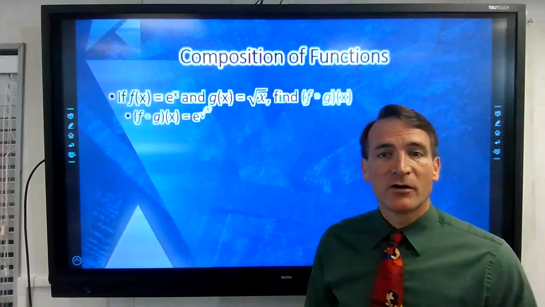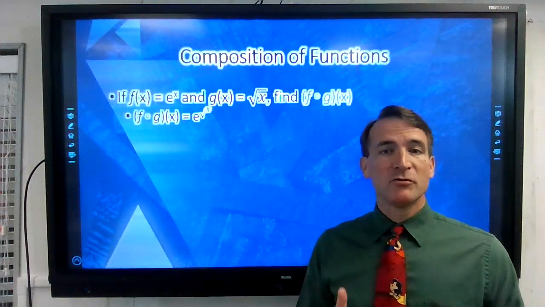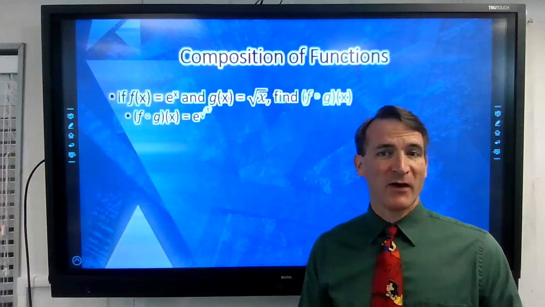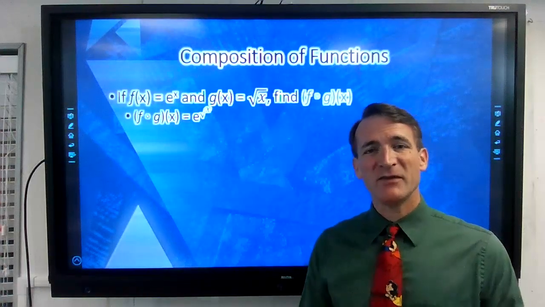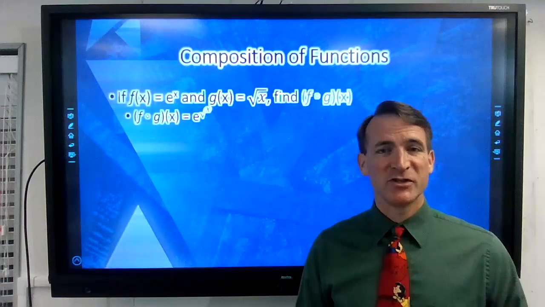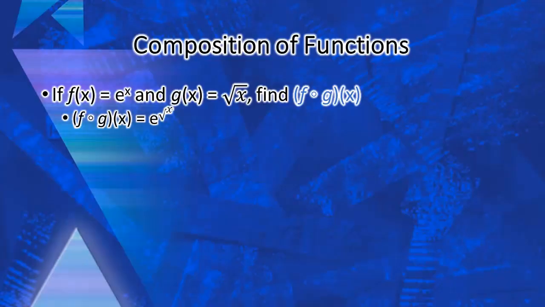So the answer here, I've got f of g of x. I'm going to substitute my g of x value, which is the square root of x, in for the x value in my f function. So rather than e to the x, I'm going to have e to the square root of x, because that's what the g of x function is. So I have e to the square root of x.